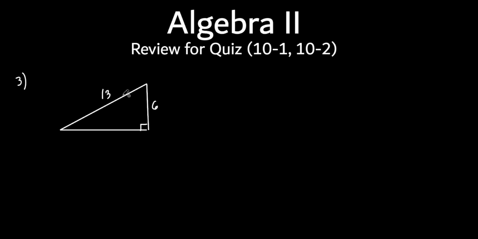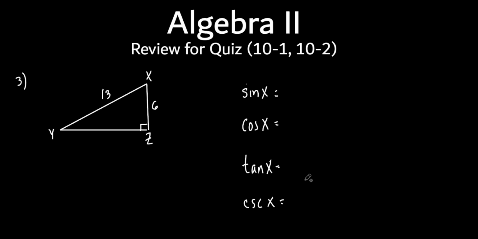So what do we got to do? Find sine, cosine, tangent, and the cosecant. Why they picked the cosecant, I don't know, but that's all right. Find the sine of angle x, which is this one right here. This is z. This is y. Find the sine of x, the cosine of x, the tangent of x, and the cosecant of x. Really, after you do this one thing, the rest of it's super easy.